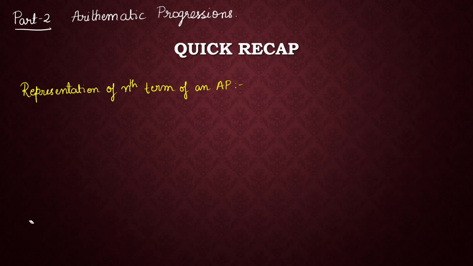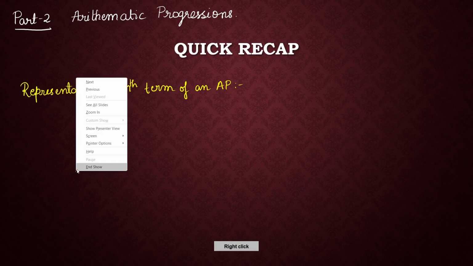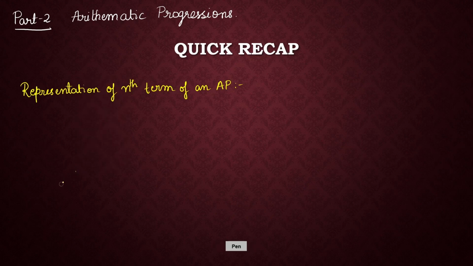Hello everyone, let's start part 2 of arithmetic progressions. Before that, let's have a quick recap about whatever we studied in part 1. So representation of nth term of an AP is done using an.